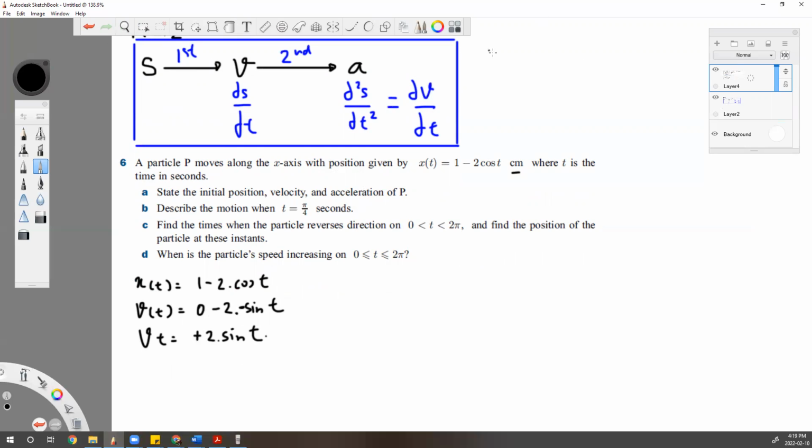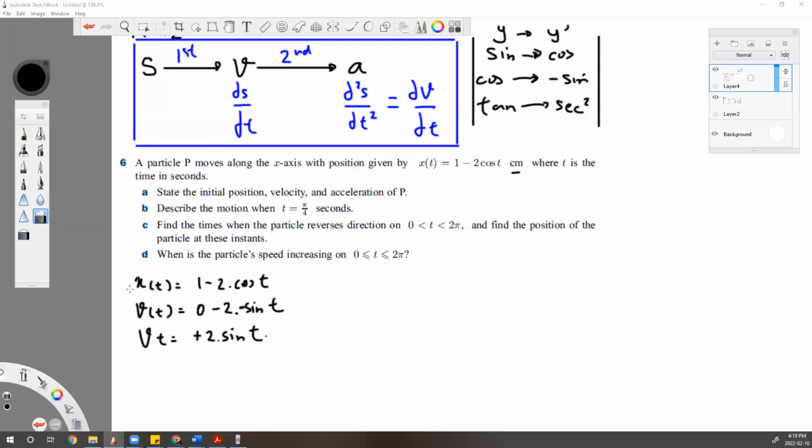Okay, remember this rule. Sine becomes cos, cos becomes negative sine, tangent becomes, do you remember? Secant squared. So sine theta, cos theta, sine x, cos x, and so on. It can be anything. So this will be our memorization of the derivatives. Sorry, I did something wrong, but I already corrected it. So we use a for acceleration. So a of t, put the bracket.